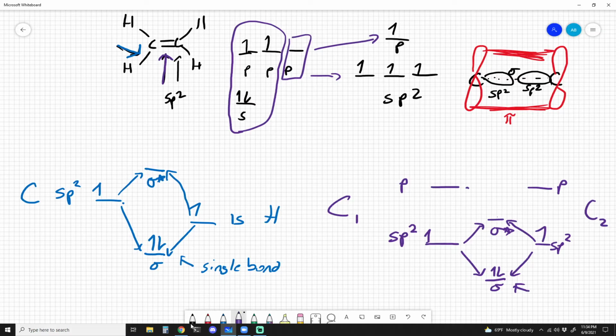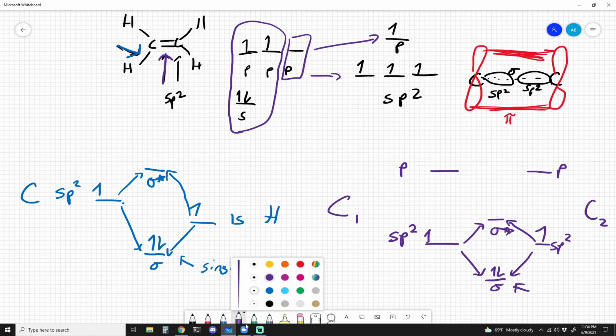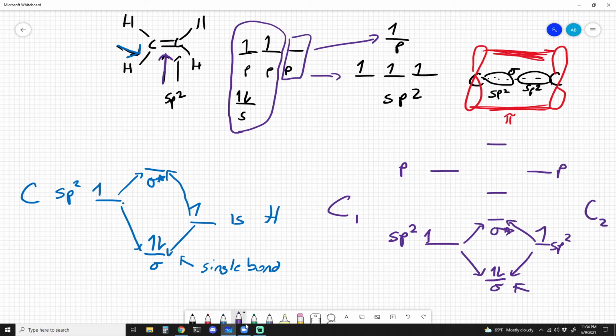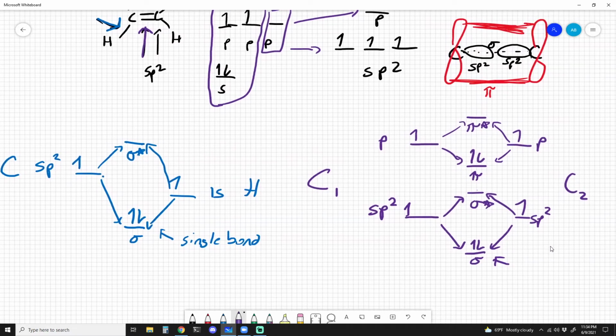The p orbitals will hybridize the same way. Let me make this a little taller so it's not as cramped. Okay, so those will combine to make a bonding orbital and an anti-bonding orbital, just like sigma. The big difference though is this one's actually our pi orbital. This is our pi, we call that pi anti-bonding. So we get one electron from each combine to go to the pi bonding orbital. And the pi anti-bonding orbital is empty.